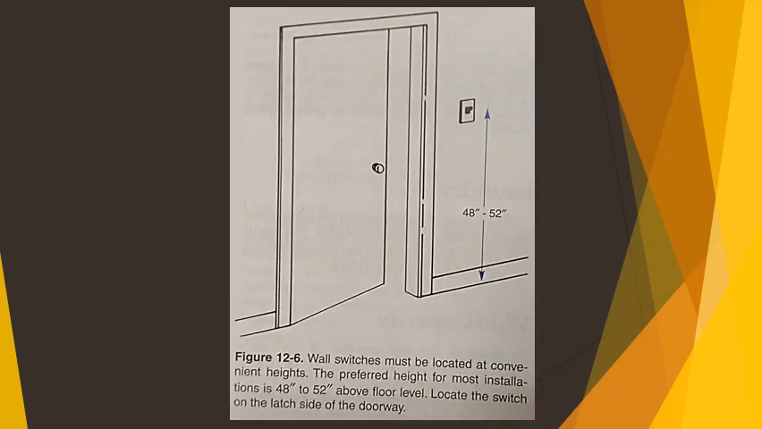Wall switches. All lights should be controlled by a switch located near each entrance in a room. Wall switches should be placed in locations that are accessible and at a height suitable for all occupants. Generally, wall switches are 48 inches to 52 inches above the floor level and on the latch side of the doorway. See figure 12-6. Article 404 of the NEC describes additional installation requirements.